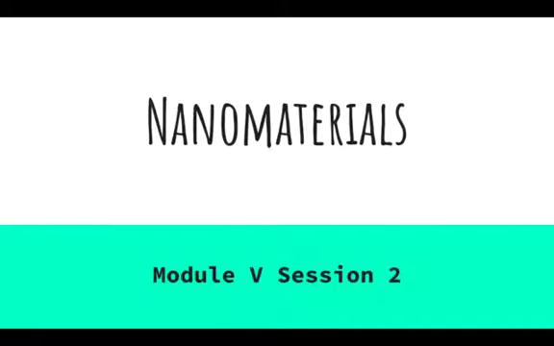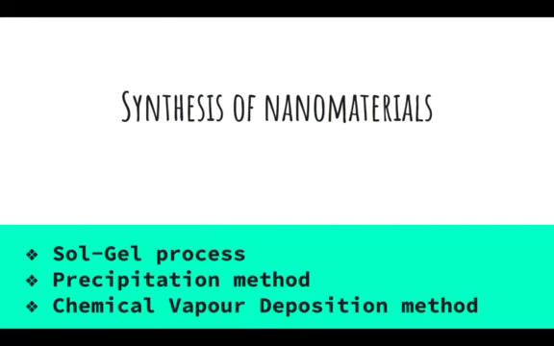Welcome to the next session of Module 5. In this session, we will be dealing with the different methods used for the synthesis of nanomaterials. Commonly employed methods are sol-gel process, precipitation method, and chemical vapor deposition method. So first we'll see sol-gel process.